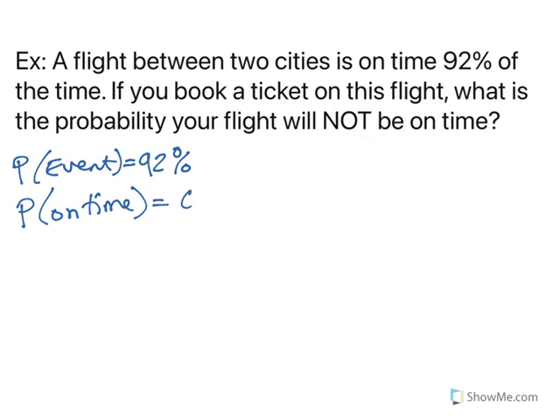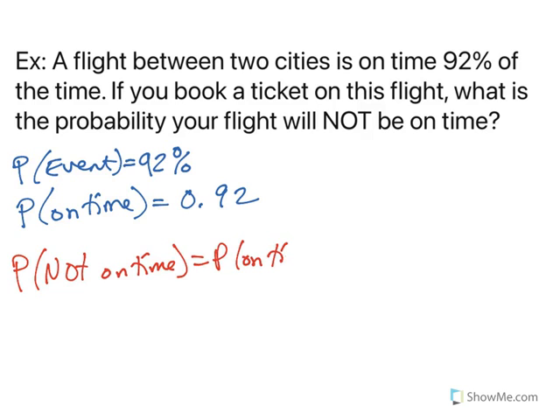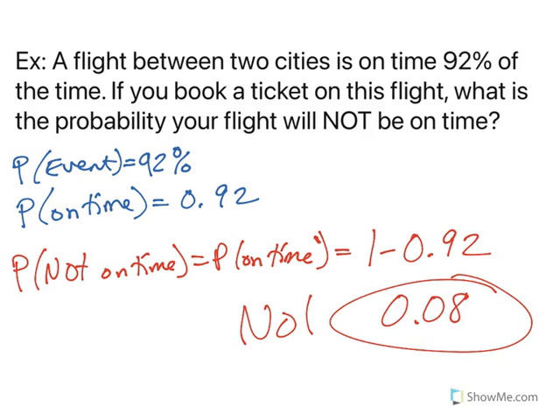So the probability of being on time, let's change that percent to a decimal and make that 0.92. That means the probability of not on time, or the probability of on time prime, is 1 minus 0.92. So that gives me 0.08. So the probability that we are not on time is roughly 8%, right? Because it's everything else. If it's on time for 92%, that means it's not on time for 8%. And that's the idea of dealing with complements.